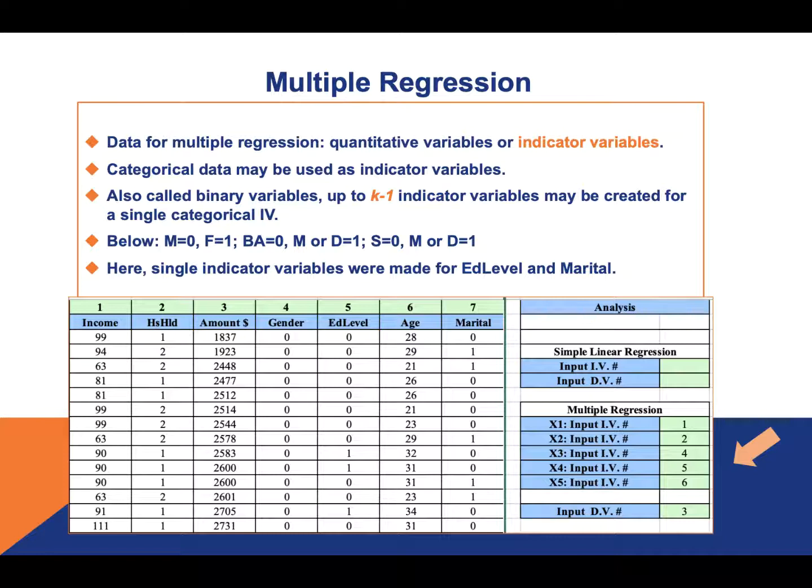Below in our data, we can see that we have three indicator variables: gender, ed level, and marital status. We could have made two indicator variables for each of ed level and marital status because each of those has three categories. However, here, single indicator variables were made for all three.